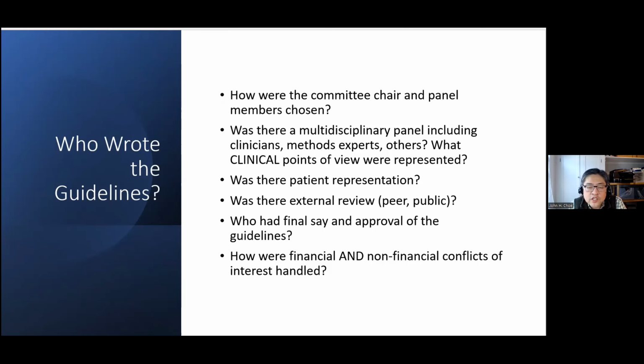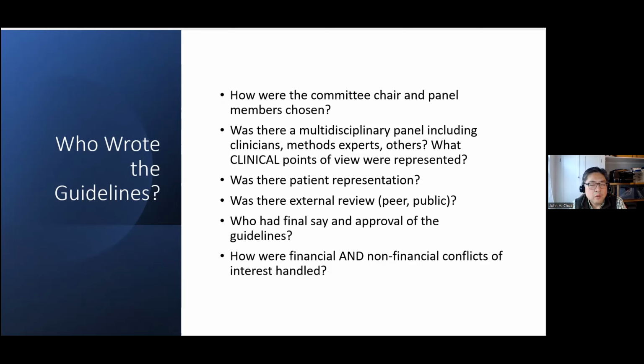Was there a chance for an external review? So was there a peer review? Was there a public comment period? Who had the final say? Who got to approve whether the guidelines were official for that organization? And importantly, how are financial and non-financial conflicts of interest handled? You'll see, particularly in some of the subspecialty guidelines, pages and pages of potential conflicts of interest.